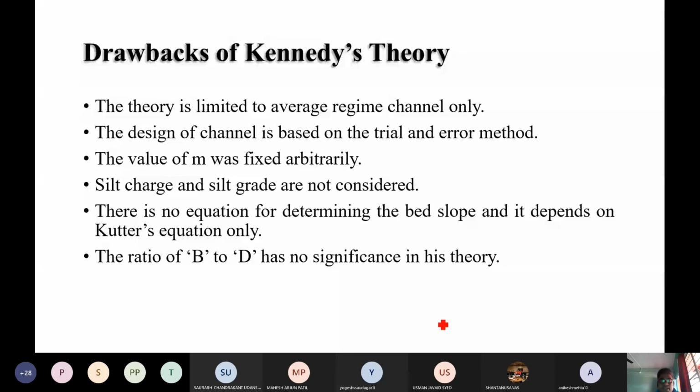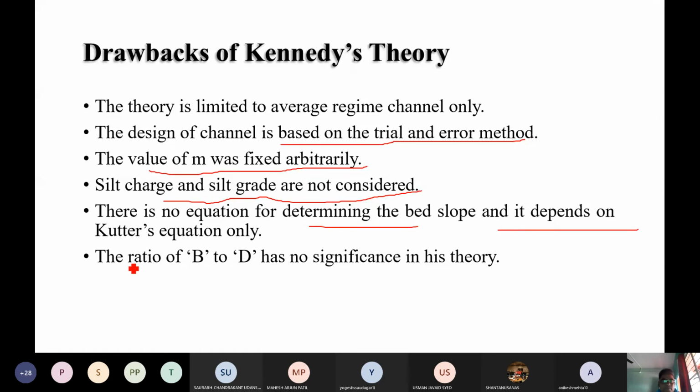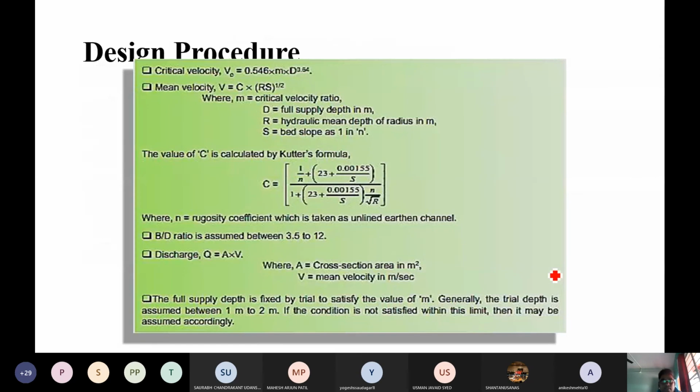So what are the drawbacks of Kennedy's theory? The theory is limited to average regime channels only. Design of the channel is based on a trial and error method. The value of m was fixed arbitrarily. Silt charge and silt grade could not be considered according to Kennedy's theory. There is no equation for determining the bed slope. It mostly depends upon Kutter's formula, where Chezy's constant is defined by Kutter, and the ratio of B to D has no significance in this theory.